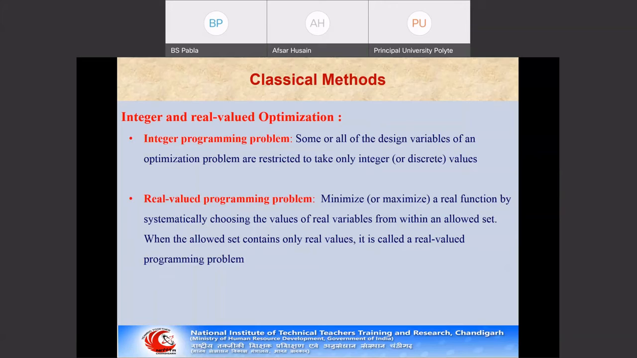It is like our voltmeter, either it is analogue or it is digital. So when you have digital values 1, 2, 3, 4, not decimal, I cannot have 1.4, 1.3, no. I can have 1, 2, 3, 4. Then it is an integer programming problem. When you have real values, decimal values, then you have a real value programming problem.